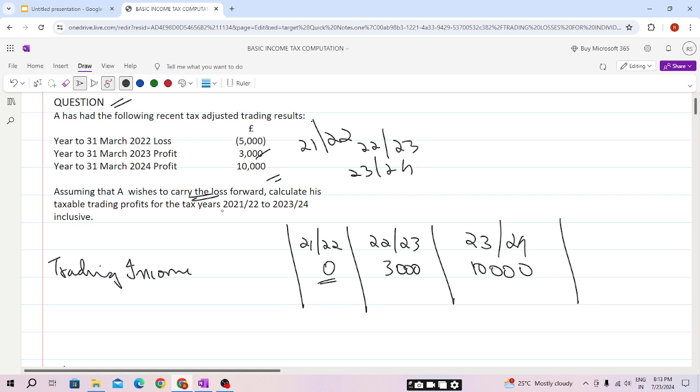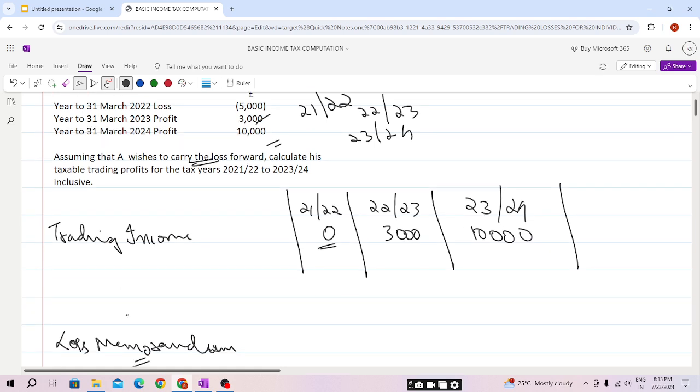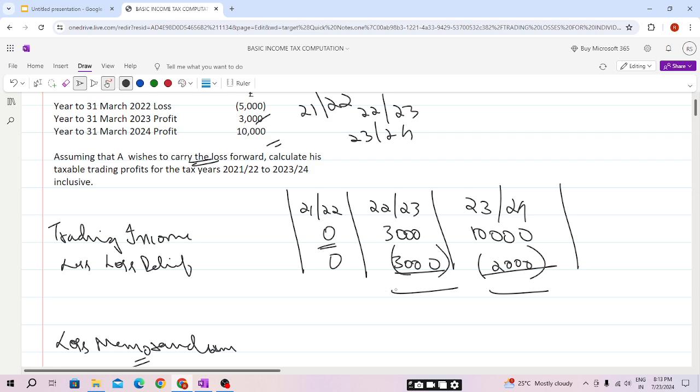Now students, when the trading loss has been carried forward, it will be set off against the first available trading income. So, less loss relief. Here it will be 0. Here, 5,000 loss, 3,000 set off against the first available trading profit, and the leftover is 2,000. So 2,000 from here. Our profits will be 0, 0 and 8,000.